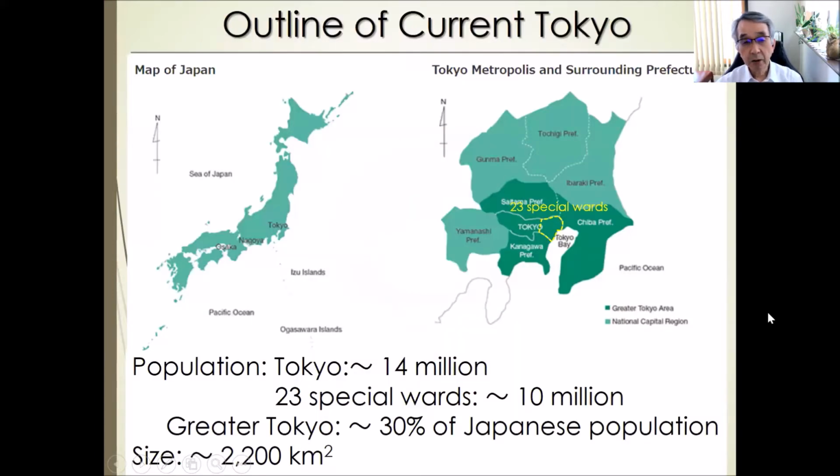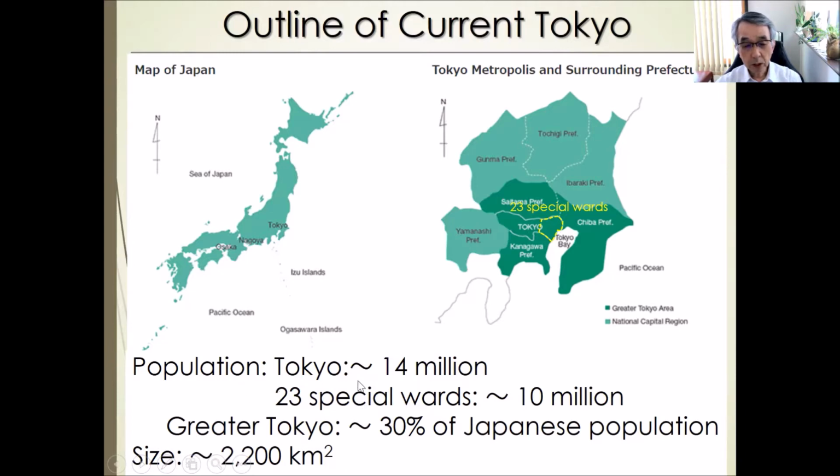This is the outline of current Tokyo. Tokyo is located in the center of Japan, as shown in the left map. On your right, the Kanto area is shown, and Tokyo is the middle of the Kanto area, and especially the 23 special wards of Tokyo is the center of Tokyo.